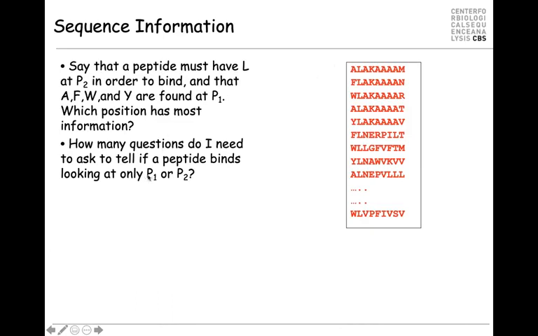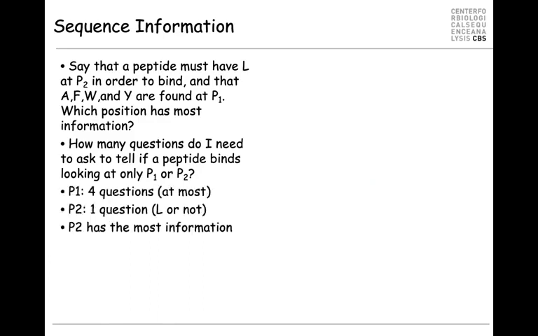If you look at P1 here, you have to ask 4 questions, right? To have an A, yes, no, an F, yes, no, a W, yes, no, or a Y, yes, no. If you look at P2, you only have to ask 1 question. To have an L, yes, no. So you can much more quickly define binder, non-binder by looking at the information at P2. So P2 has the most information content, right?